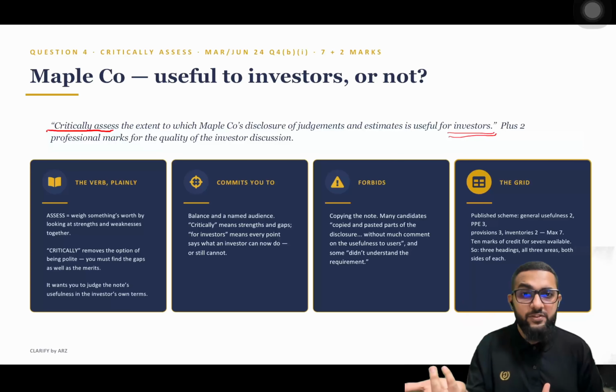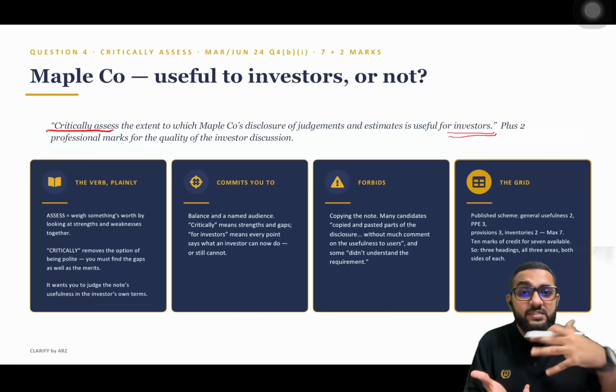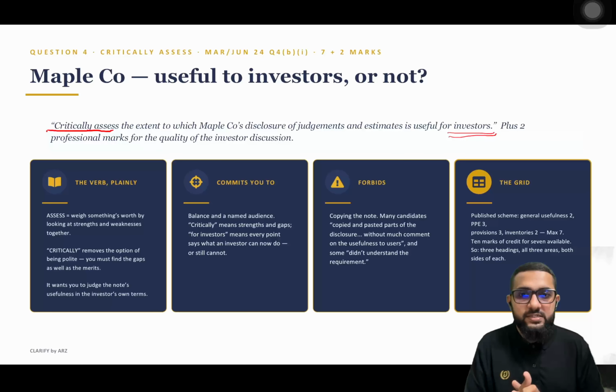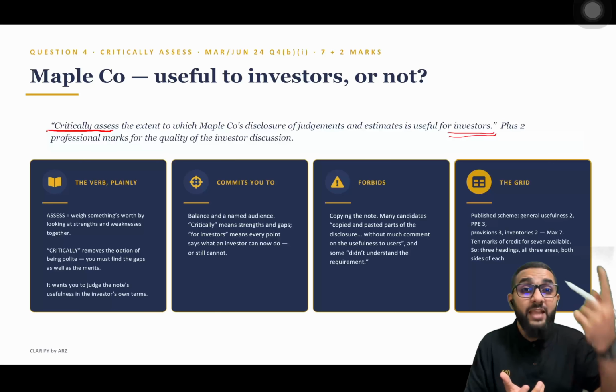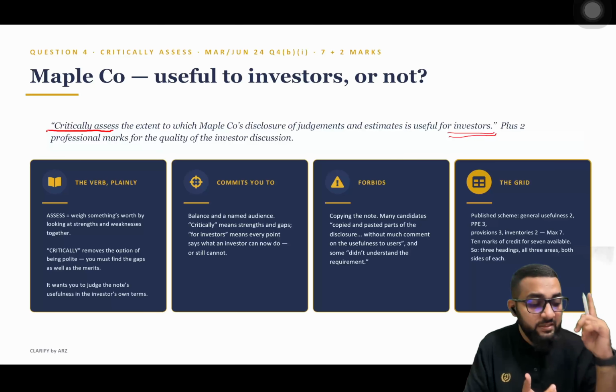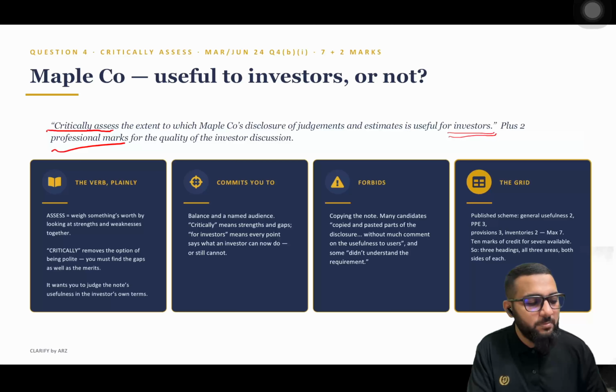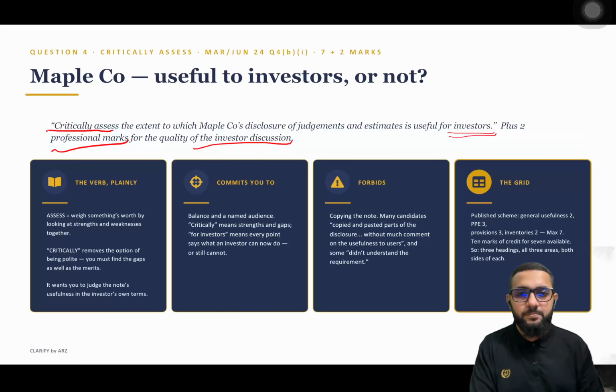Whether lenders are being benefited or not is not the question. Whether investors, is it useful for investors or not? Is this disclosure of judgment useful for investors or not? So you have to talk from investors' perspective. And when you talk from investors' perspective, that is where you get professional marks. This question carries professional marks. That professional mark is given if it is spoken from investors' perspective.